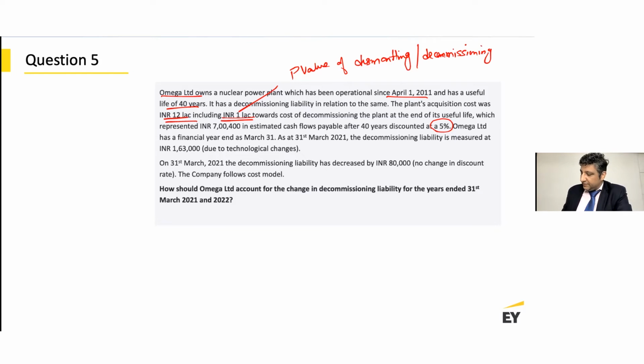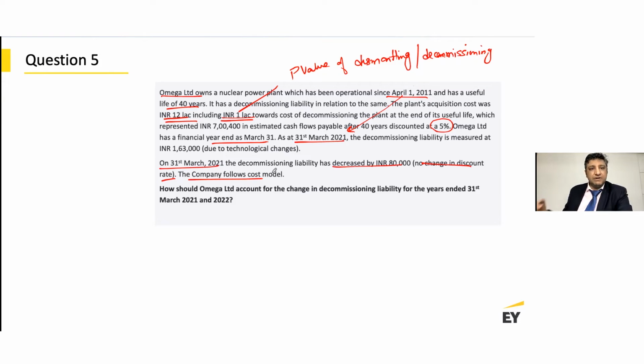Okay. It also mentions further, Omega Limited has a financial year ending 31st of March, and as on 31st of March 2021, the decommissioning liability is measured at 1,63,000 rupees. There are some technical changes, technological changes, as it is mentioned. So 10 years from the start, the decommissioning liability is now evaluated at 1,63,000 rupees. Okay. But on the same day, on 31st of March, the decommissioning liability has decreased by 80,000 rupees. There's no change in discount rate, and it's also provided that the company follows cost model.